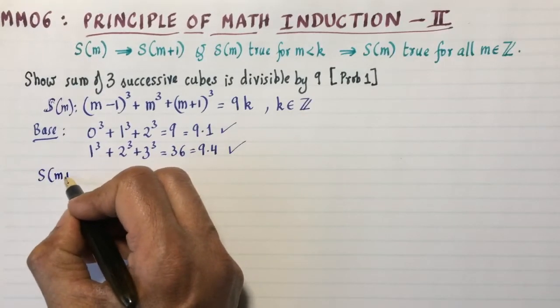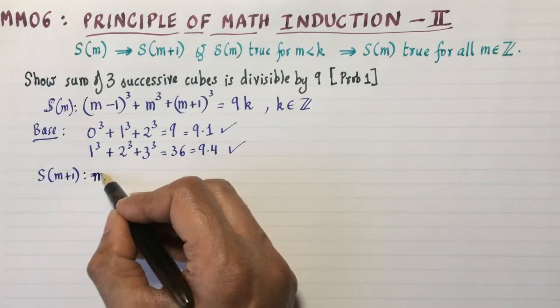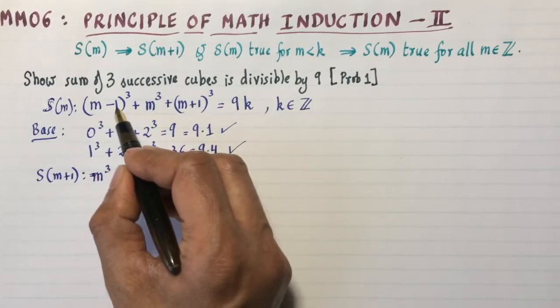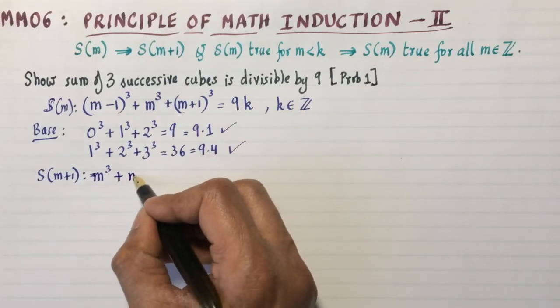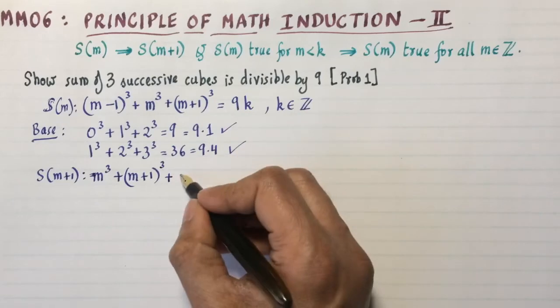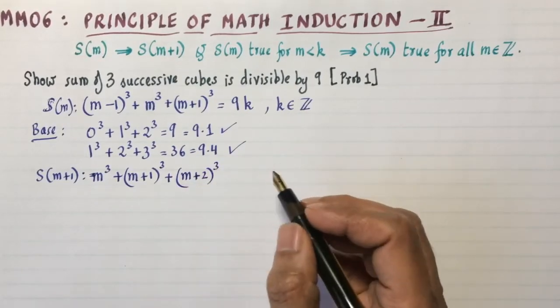So what is S of m plus 1? S of m plus 1 is a statement that m cubed, so all I'm doing is advancing the integer by 1, so m cubed plus m plus 1 cubed plus m plus 2 cubed. Now if I show this is 9 times an integer, I'm done.